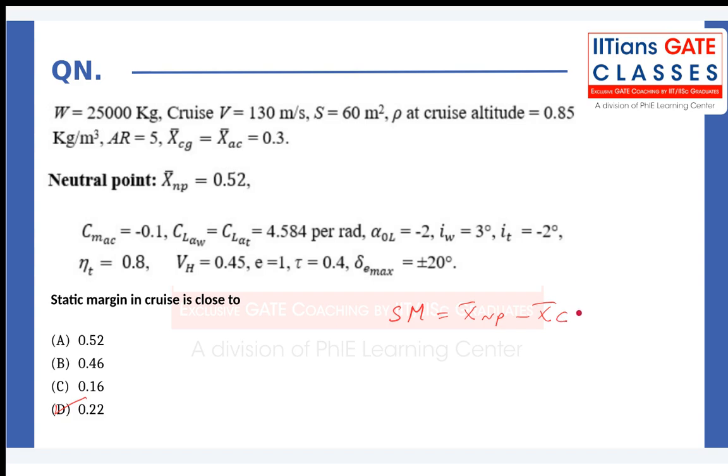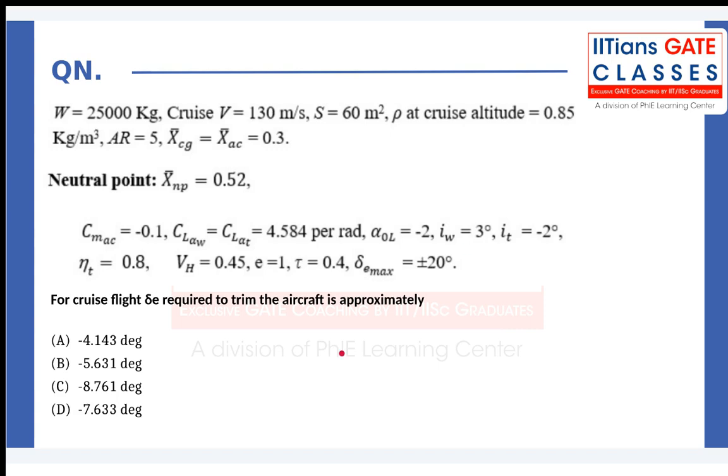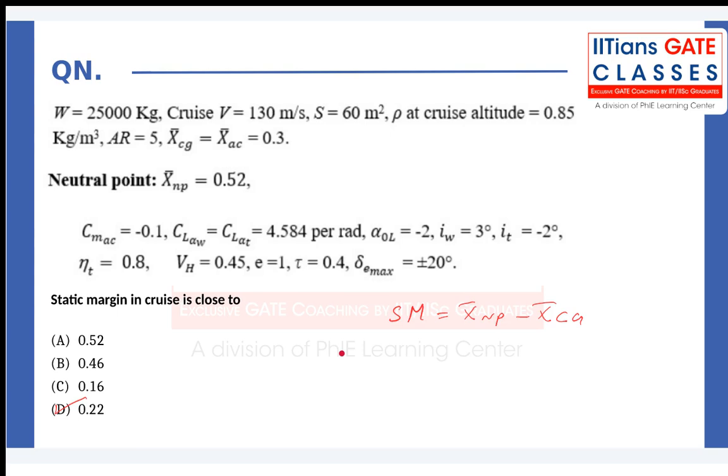Next question. For cruise flight, delta E required to trim the aircraft is approximately. Hope you remember the delta E trim formula. So assume it to be trim at the cruise. Take CL trim to be CL cruise. We had found that in the first question. Previous slide. Okay, so try to find out delta E trim.